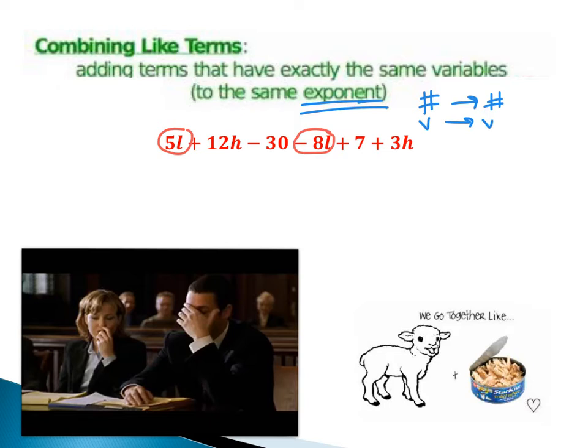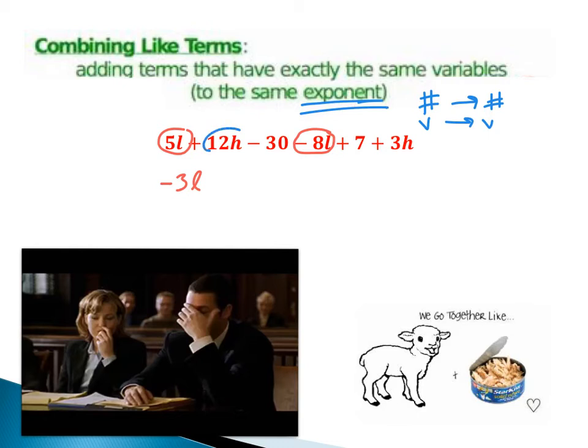So first thing I want to point out here is make sure you pay attention to the negatives. Every number is not going to be positive. So when you see a negative attached or in front of a number, you have to know that it goes with it. So I have 5 plus negative 8. Well, what's 5 and negative 8? That's going to give me negative 3L. I'll draw my L like that, so you know it's an L, not a 1.